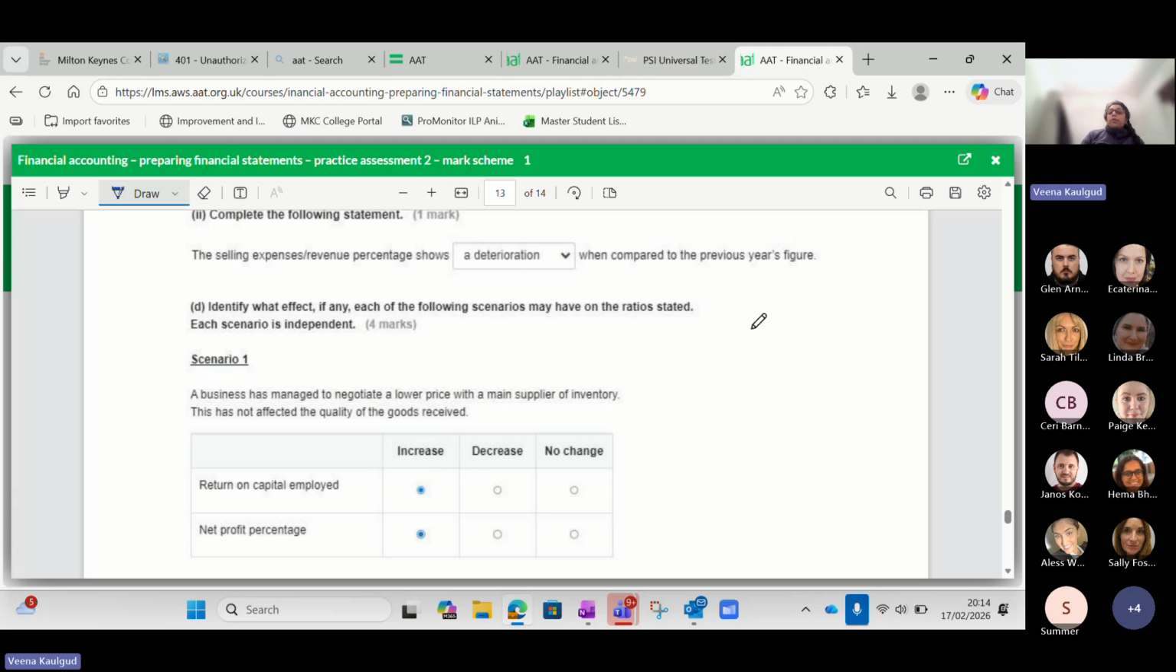Because how did I link it? See how I thought in my mind. How did I do the mind map? When they have negotiated a lower price, my expenses have gone down. It means my cost of goods sold has gone down, my gross profit has gone up, my net profit has gone up. If my net profit has gone up, return on capital employed has gone up. Net profit percentage will have gone up as well because of that, like we just discussed. That has also gone up.